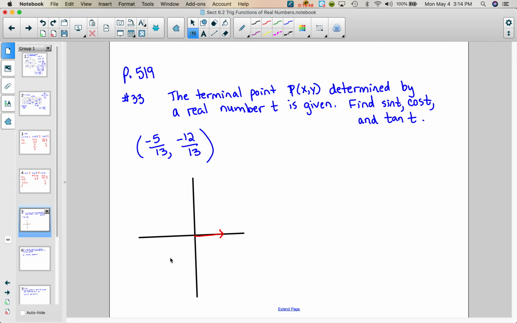So don't worry, you don't have to plot it. I'm just doing this so you can kind of see what's happening. So negative 5/13, negative 12/13, so it's somewhere down here. And so this is basically your angle that you're looking at.